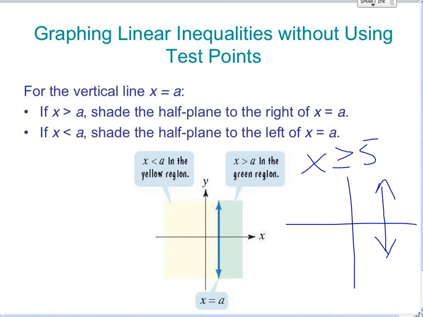Now, you can do a test point. You can choose 0, 0. You can plug it in. Is 0 bigger than 5? No. So you would not shade over top of the 0, 0. You'd shade on the opposite side.